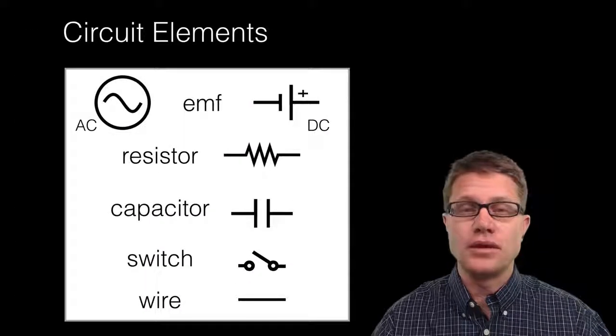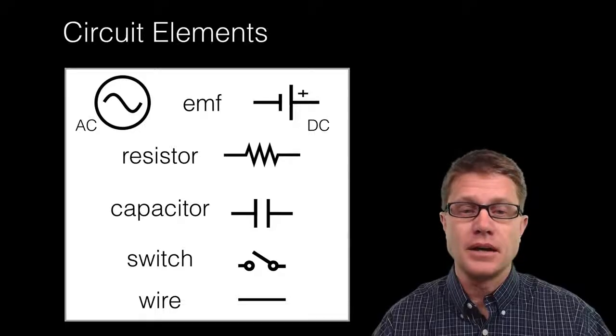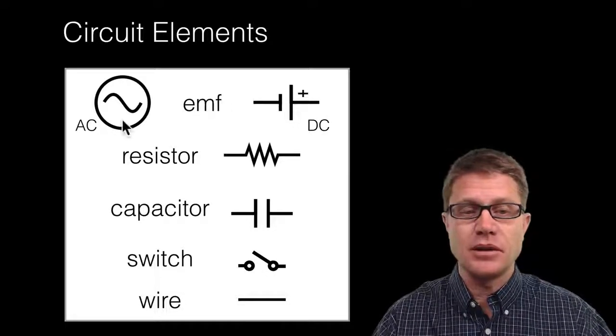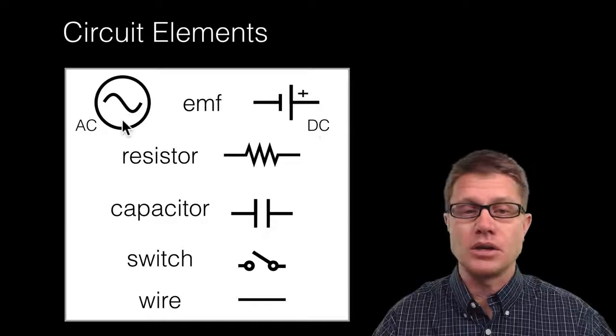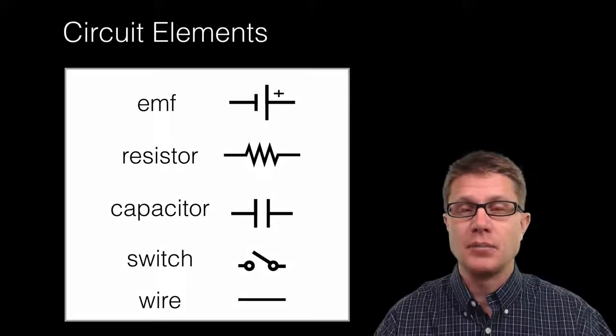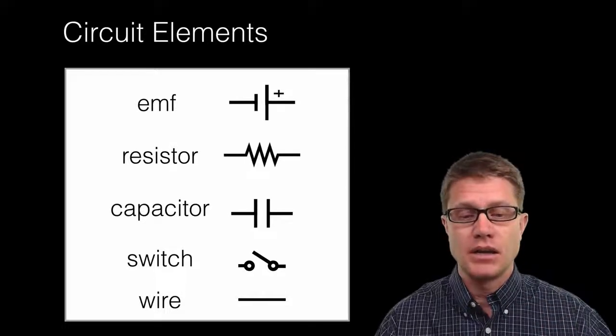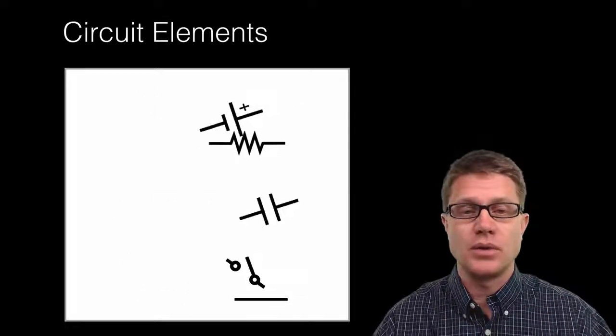And so this is what the circuit elements are going to look like. We've got the electromotive force. The nice thing about AP Physics is you don't have to deal with AC power. We're just going to be dealing with DC power. But you should be able to recognize what a resistor, capacitor, and switch look like, and finally a wire is just going to be a straight line.